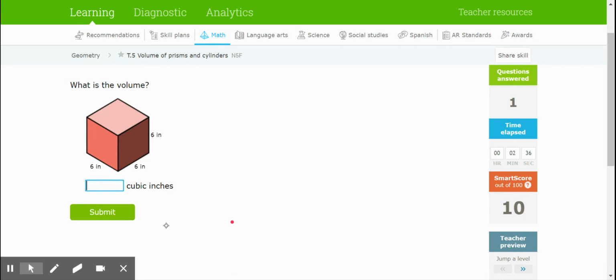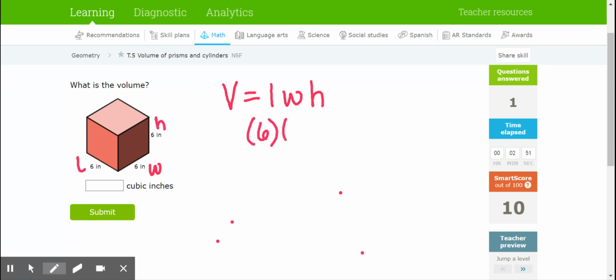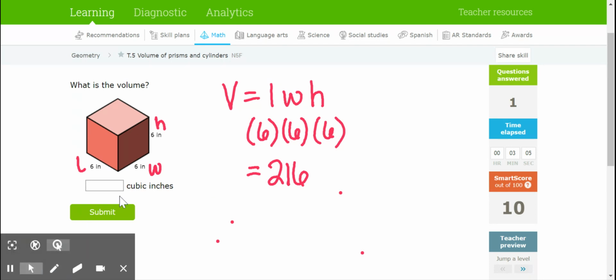Okay, so this is exactly the same. It wants volume. This is a rectangular prism. My formula for volume of a rectangular prism is length times width times height. I'll label this the length, this the width, this the height. So then I'll have 6 times 6 times 6. 6 times 6 times 6 would be 216. So the volume of this rectangular prism will be 216 cubic inches.